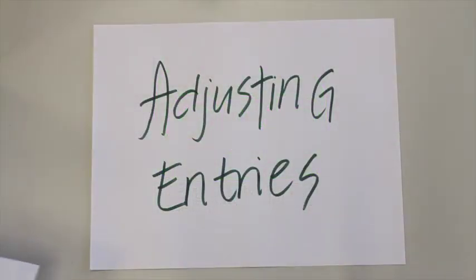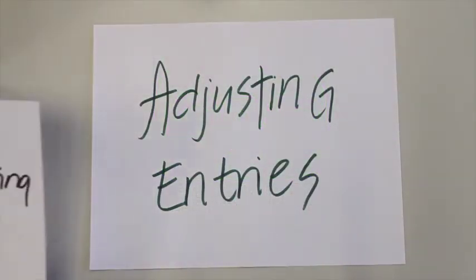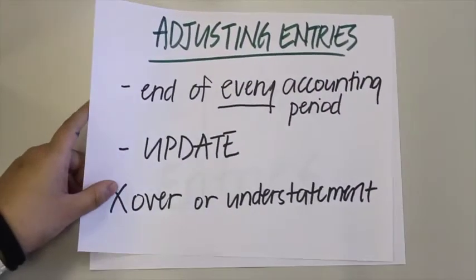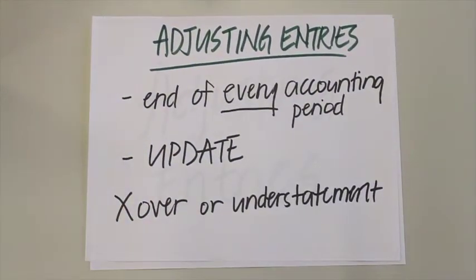So our topic for today would be adjusting entries. Adjusting entries are entries made at the end of every accounting period to update some of the ledger balances in order to prepare fairly valued financial statements. These are entries made to avoid over or understatement of balances, specifically those of assets, liabilities, income, and expenses.